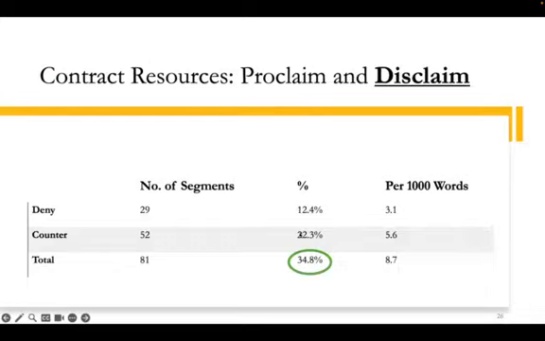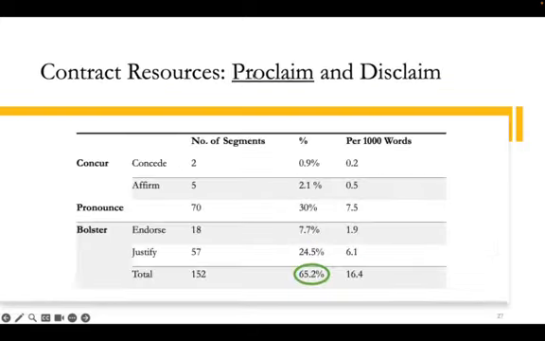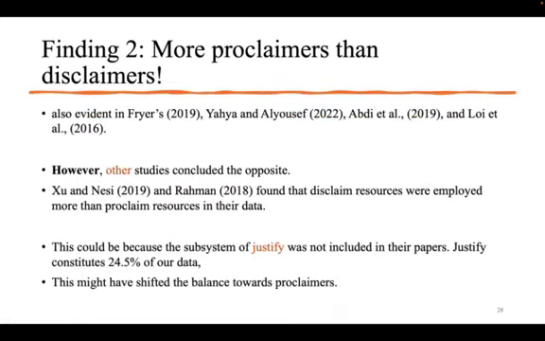Now, more details on proclaimers and disclaimers. So disclaimers constitute about 34% of the contract resources in our data. Proclaimers are 65% of contract resources in our data. So there is a huge difference between the two. This difference is also evidenced in Friars, Yahya and Yusuf, Abdi and others, and Lewis and others. So it is in line with previous research.